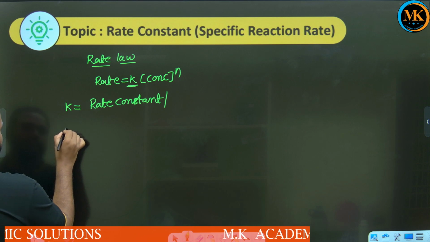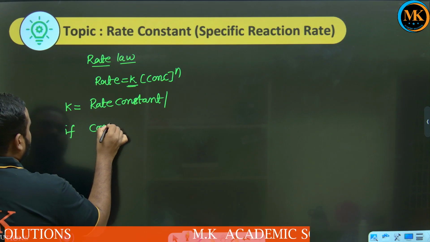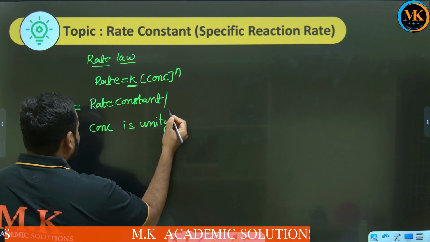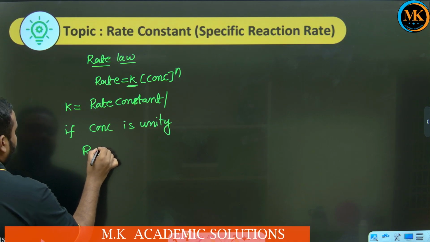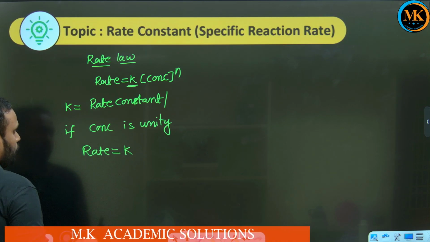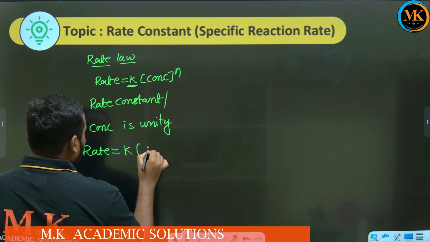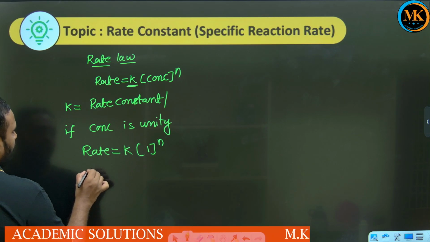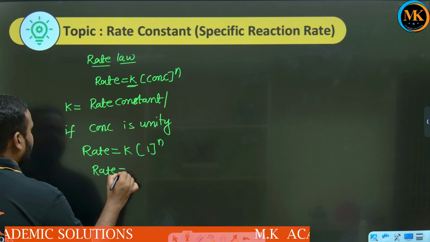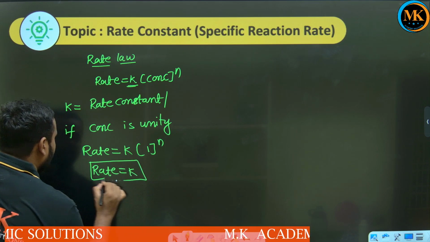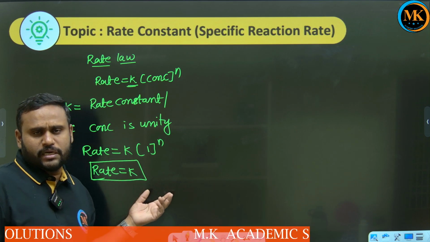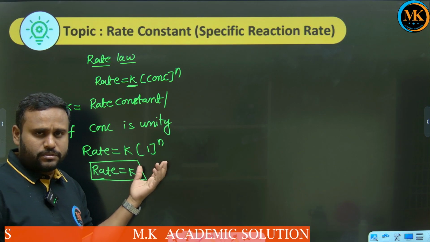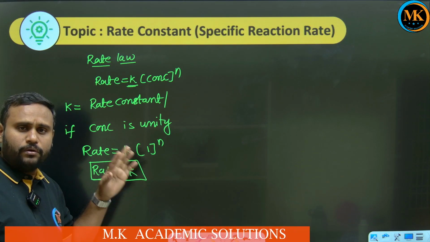Okay. So if the concentration of reacting species is unity, then rate equal to K into 1 power n. Any 1 power n again becomes 1 only. Therefore rate equal to rate constant. So when the rate equals the rate constant, the concentration terms have become unity. If all the reacting concentrations become unity, rate equals rate constant.